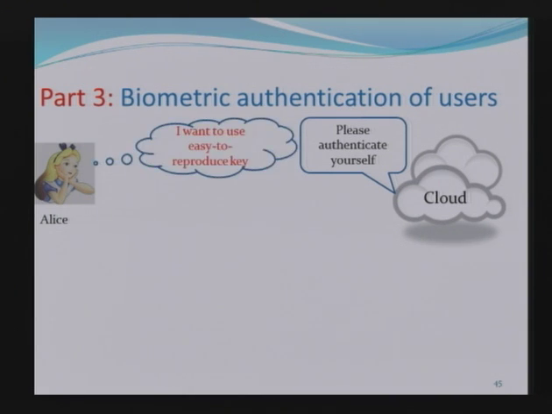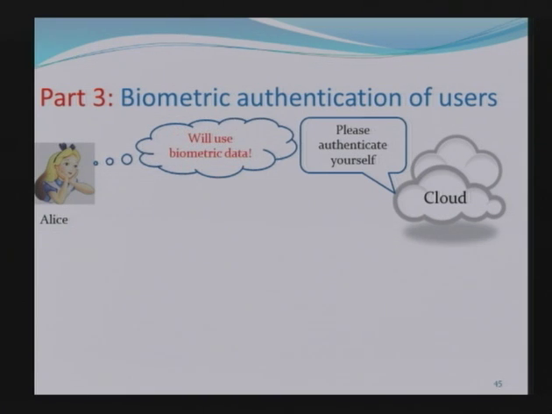Right? And Alice wants to use an easy to reproduce key. If it's some random looking string, then she has to store it somewhere or remember it. It would be nice if it's a password or something like that. The problem with passwords is they are typically very short. They don't have enough randomness, or entropy, as we would call it, in them. And so passwords are not typically that useful.